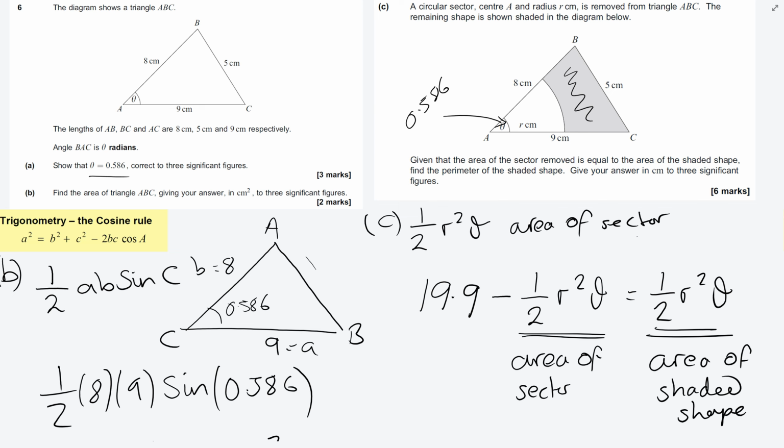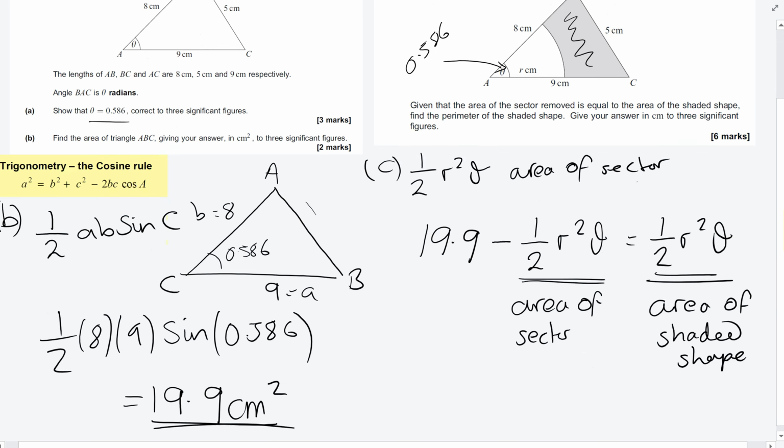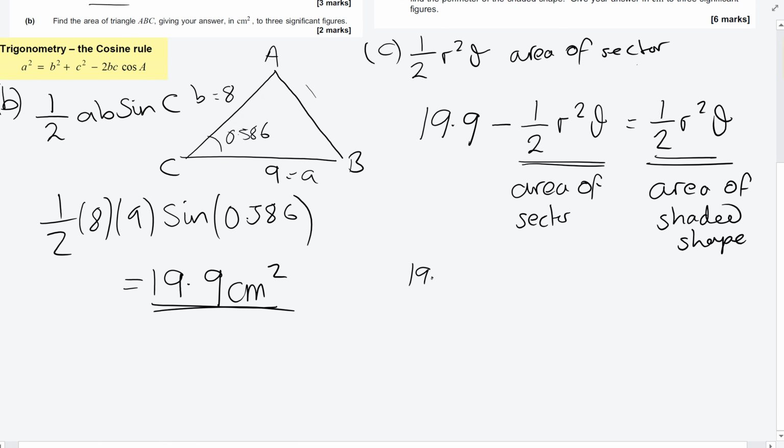Now, from here, we can start formulating an equation to find the radius. We've already been given in part A what theta was. So theta is 0.586 radians. So I'm going to rewrite this now with that in tow. So 19.9 minus 0.586 over 2 r squared equals 0.586 over 2 r squared. Now, we're trying to find r, so I'm going to bring my two terms in terms of r together.